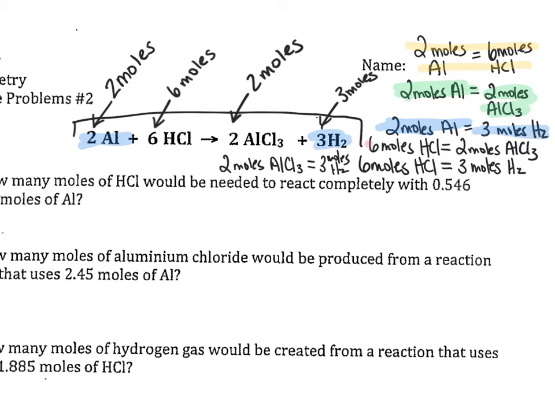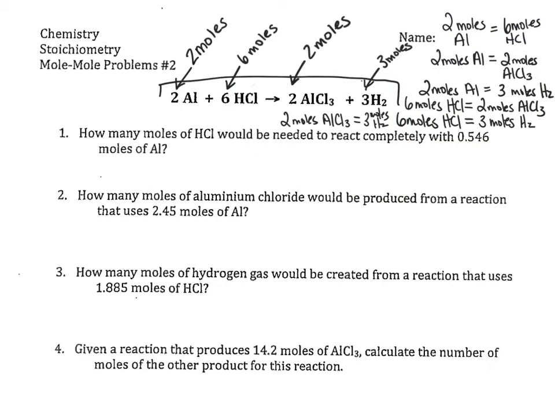And we can also see that 6 moles of hydrochloric acid is going to produce 2 moles of aluminum chloride. And we can see that 6 moles of hydrochloric acid is going to produce 3 moles of hydrogen gas. And we can see that 2 moles of aluminum chloride is going to produce 3 moles of hydrogen gas. So there's a lot of different relationships that you can come up with, and we're going to use those relationships to figure out how much of a particular material we need if we're given a certain amount of another ingredient that we have. So let's take a look at the first one.